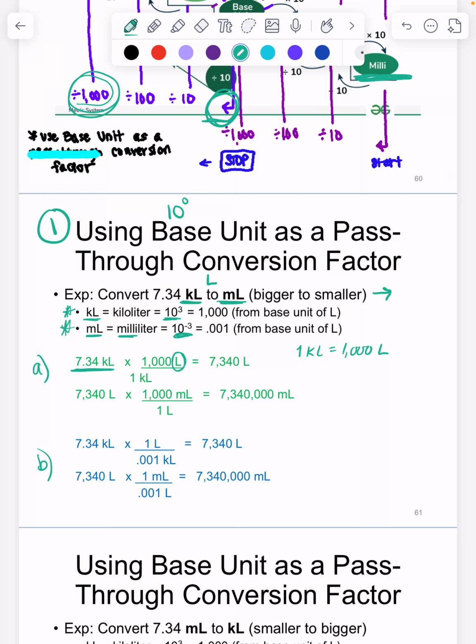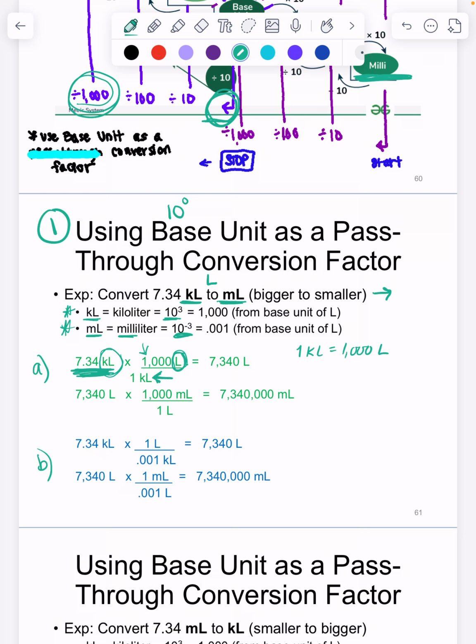I have what we started with, 7.34 kiloliters. And I use this conversion factor to cancel units. So like I told you before, whatever goes in the numerator, so right here, this should be the units that you want, which in this case is liters. And whatever goes on the denominator needs to be canceled out by our original value, right? So I put liters on top, 1,000 liters per every 1 kiloliter. That's the first step in the conversion.